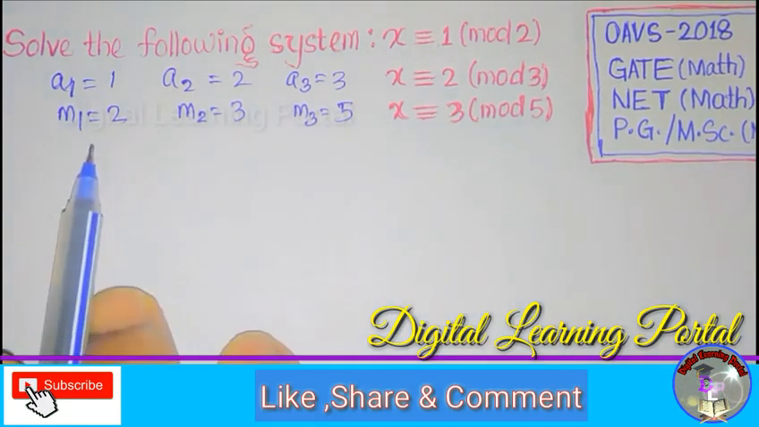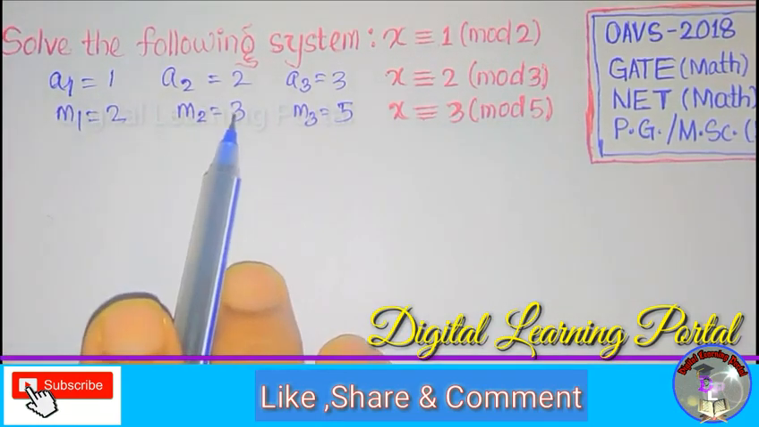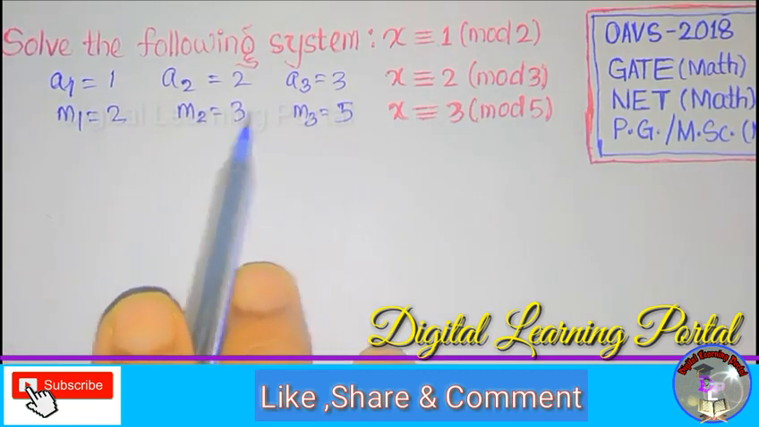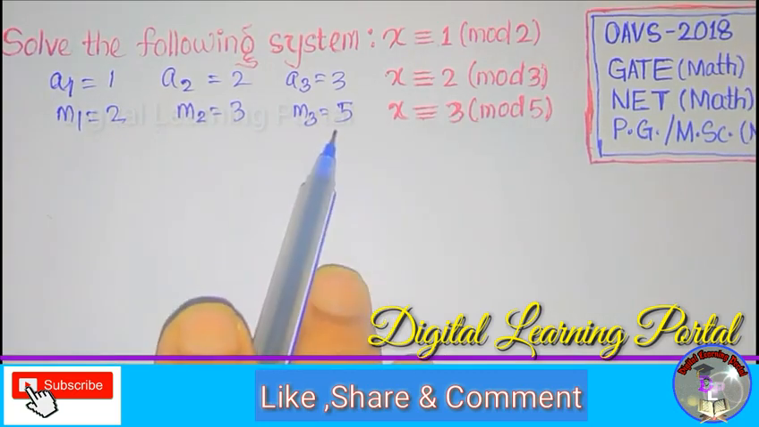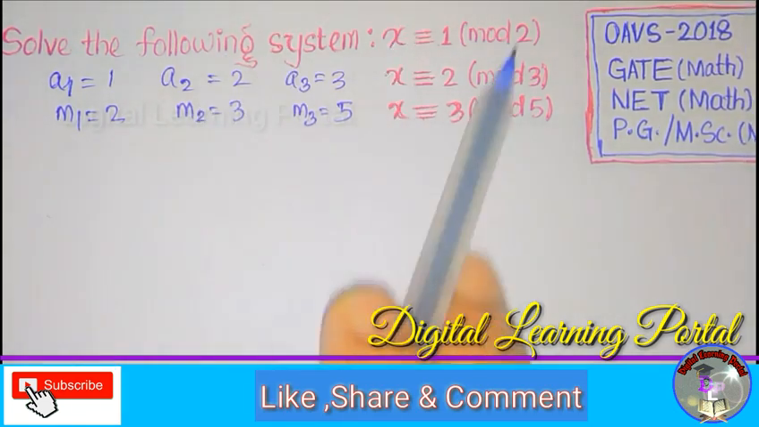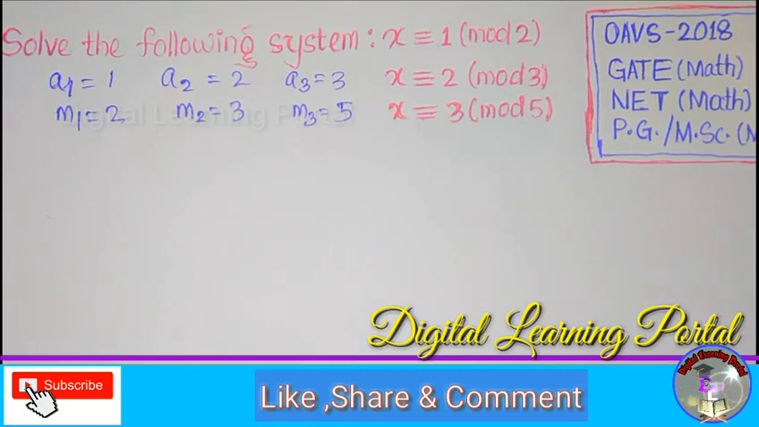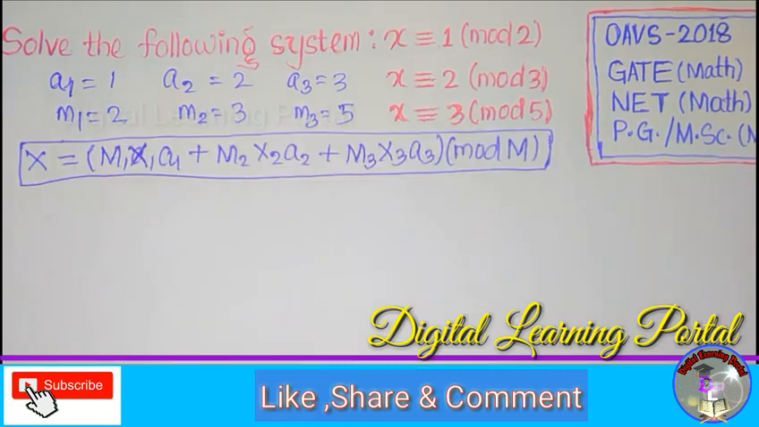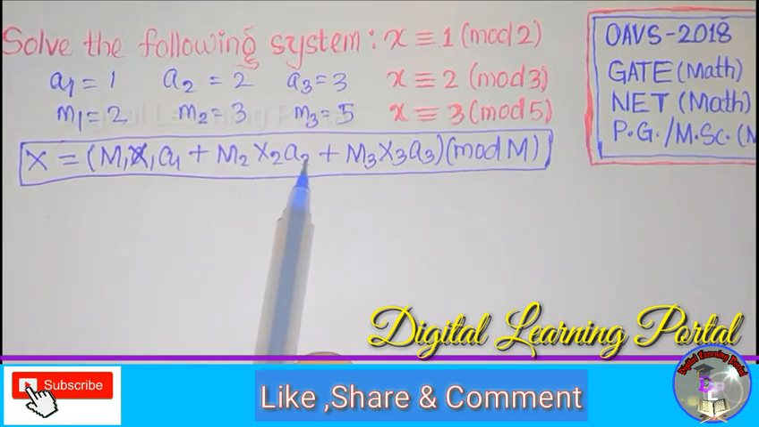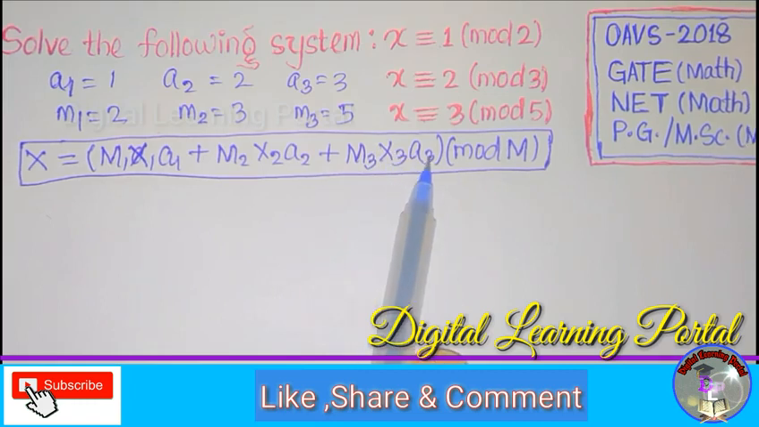Here you can check that the GCD of m1 and m2 is equal to 1. That is, GCD of 2, 3 is equal to 1, and GCD of 3, 5 is also 1, and GCD of 2, 5 is also 1. That means we can implement this Chinese remainder theorem to solve this question. So let's apply the Chinese remainder theorem. Here this is the basic formula to solve these questions. That is x is equal to m1 x1 a1 plus m2 x2 a2 plus m3 x3 a3 modulo m.